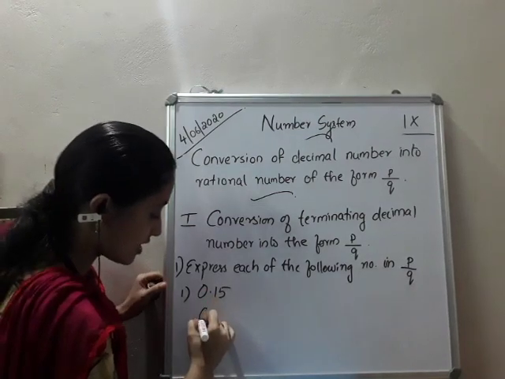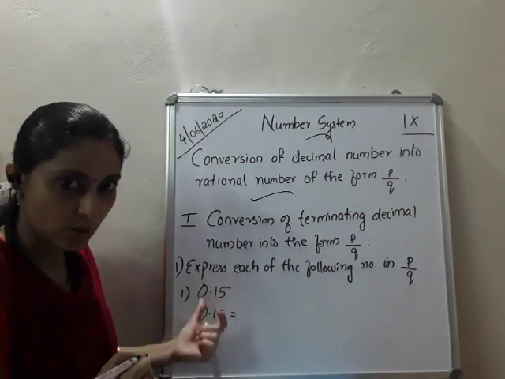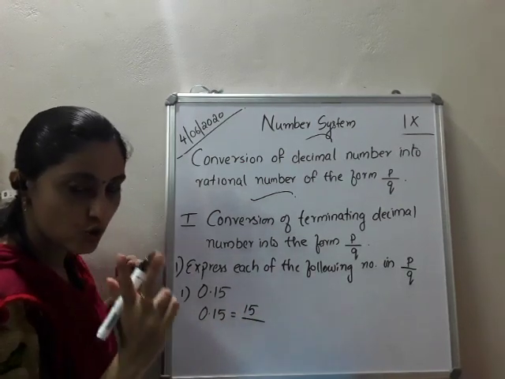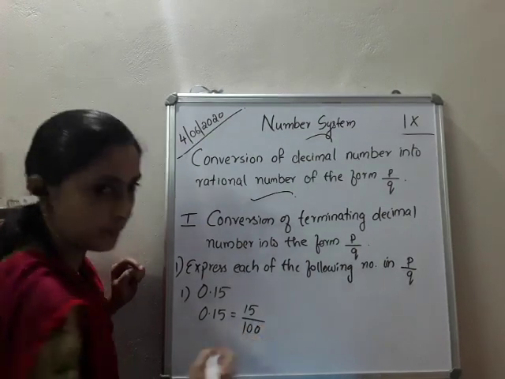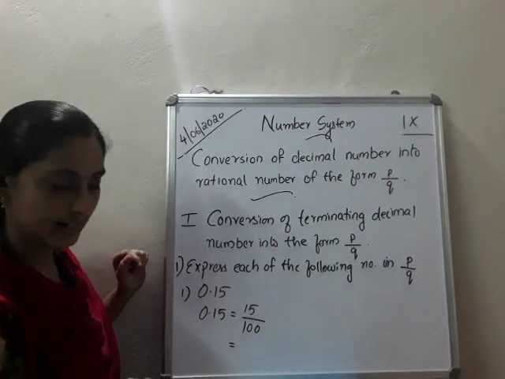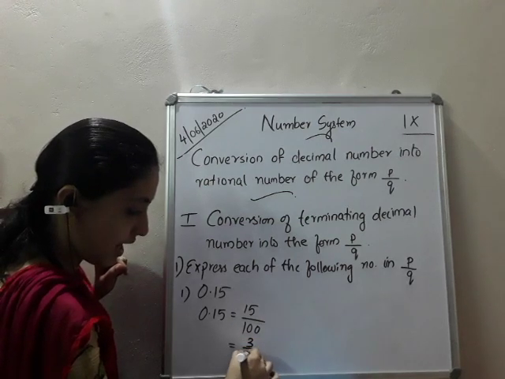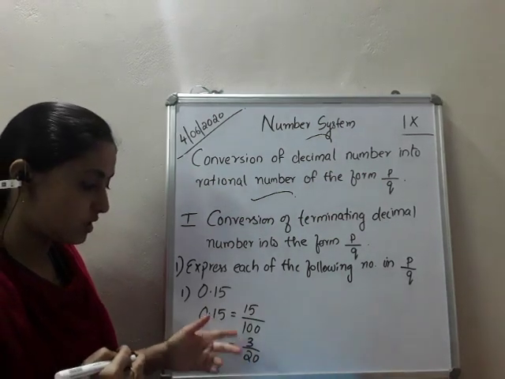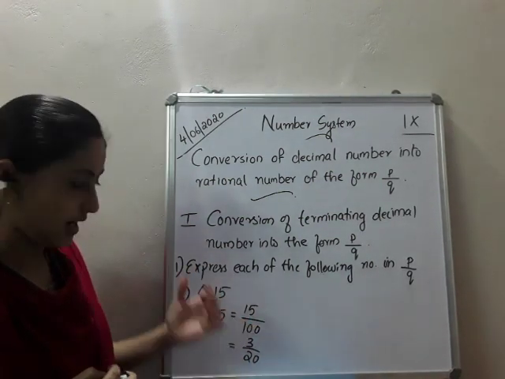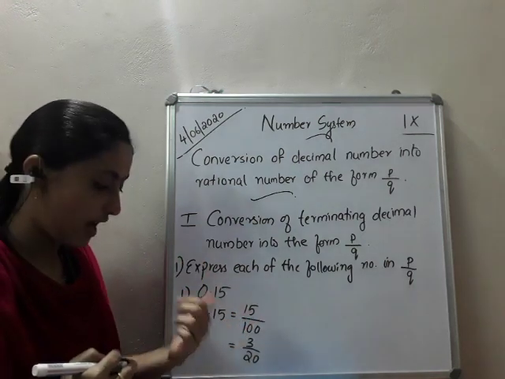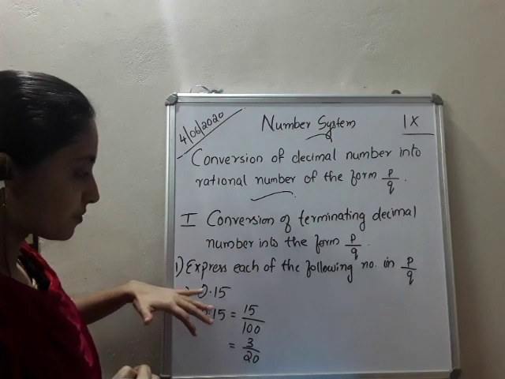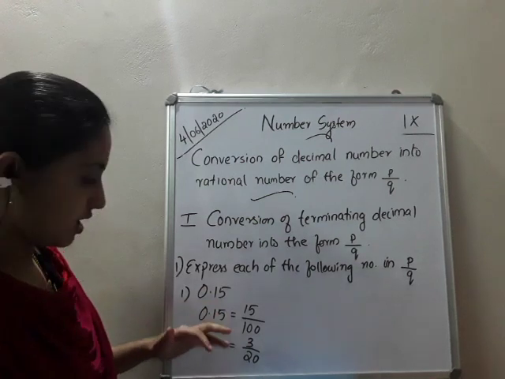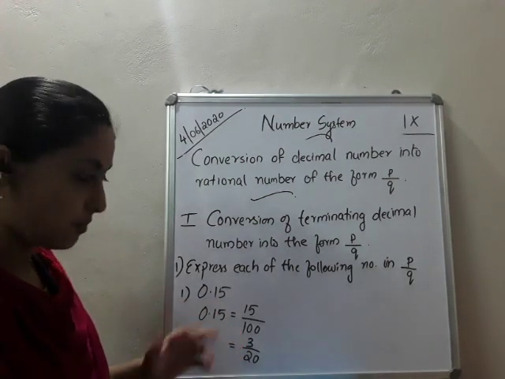So we can write 0.15 as 15 divided by, how many decimal places? 2 decimal places, so divide by 100. Cancel by 5. We got the answer as 3 divided by 20. Is it in the form p by q? Yes, because numerator is there, denominator is there, and p represents 3 and q represents 20. So the decimal 0.15 as a rational number is 3 by 20.